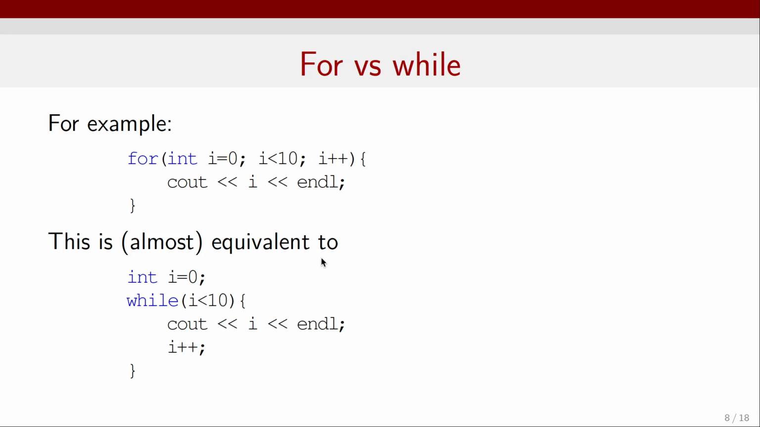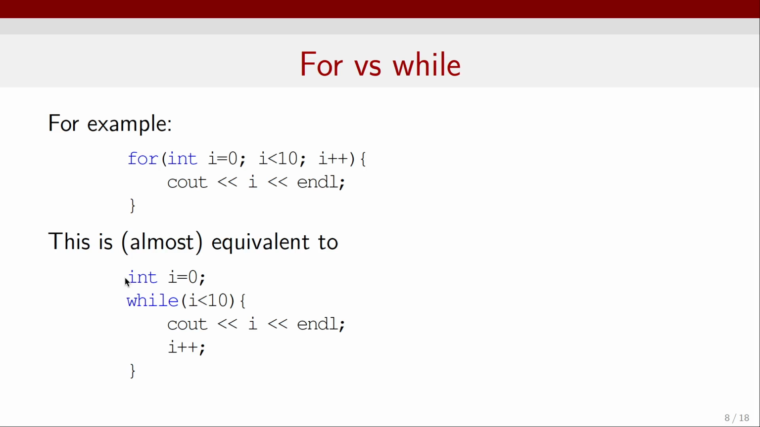And this is almost equivalent to saying the integer I equals 0, and then while I is lower than 10, I keep printing I on the screen and increase I by 1. The difference is that here I is closed inside the braces, so the value of I is not seen outside the program.